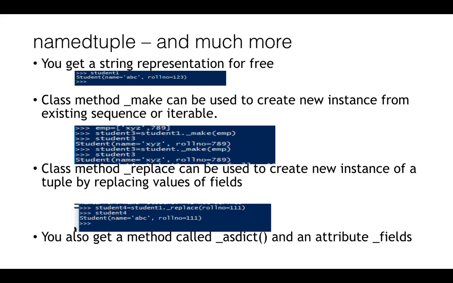You also get a method called _replace that can be used to create a new instance of a tuple by replacing values of fields. So here in the example, you can see student4 is created using student1, and just roll number is replaced. So student4 will have the same name as student1 but a different roll number. And in the end, there is another method called _asdict that you can use to get an ordered dictionary from the Namedtuple, and you can use the attribute _fields to get the fields of the Namedtuple.